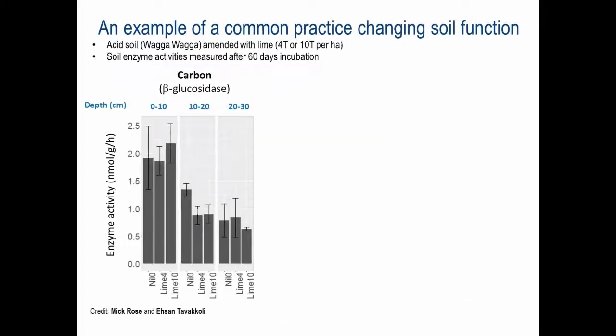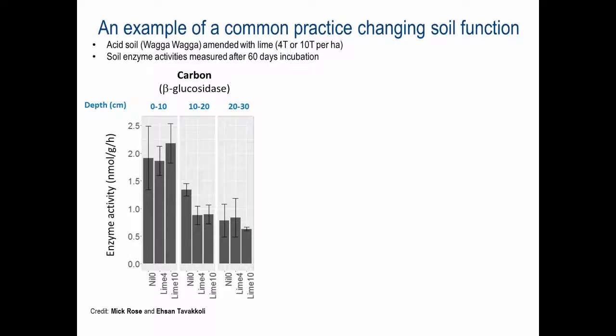And I'd just like to show some data from an enzyme experiment in Wagga. So this is just looking at some enzyme activities after a very common practice of liming. So most farmers would add lime to soil to fix up a pH constraint, such as aluminium toxicity. But the role of lime goes a lot deeper than just simply changing a soil chemical attribute.